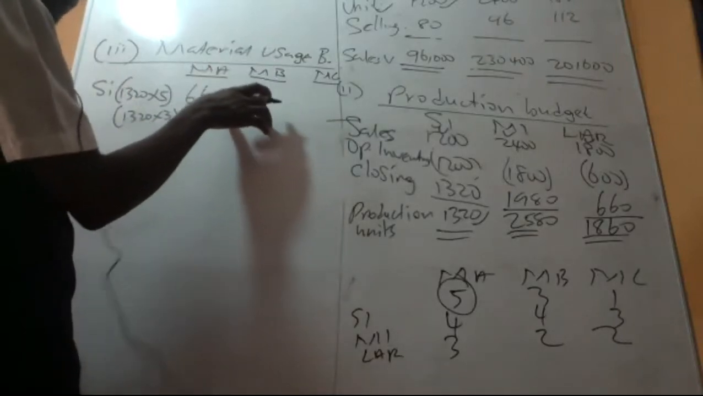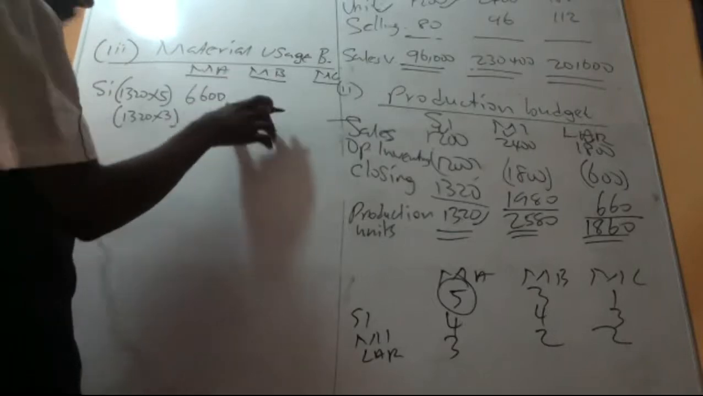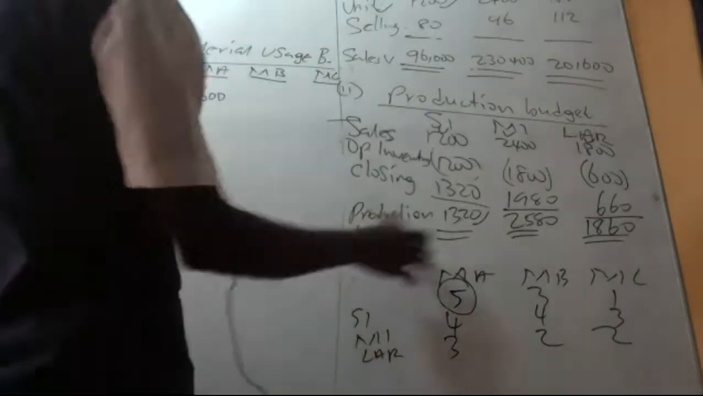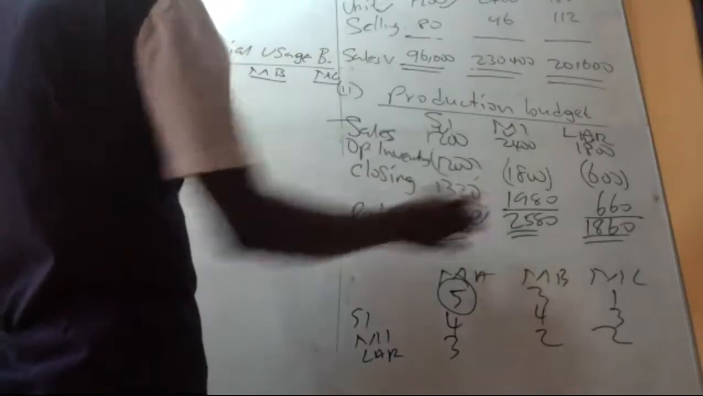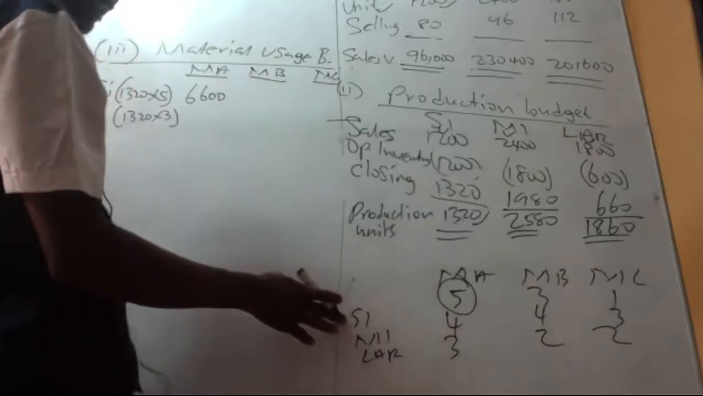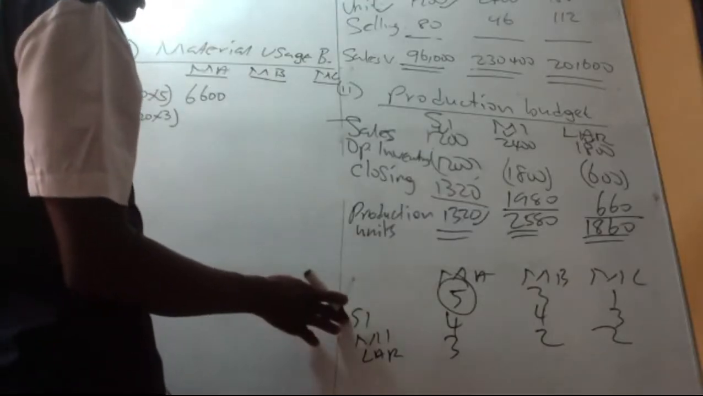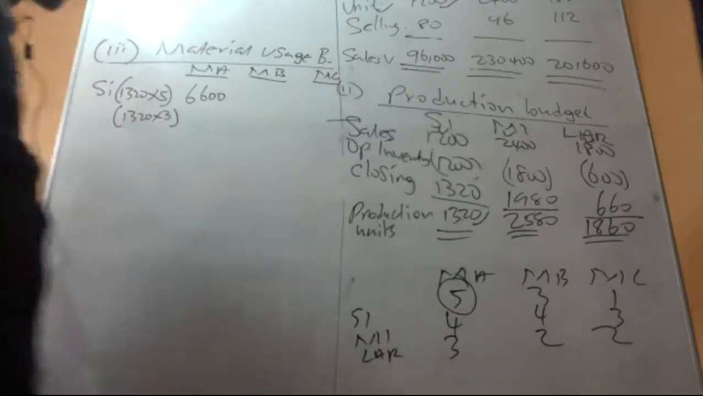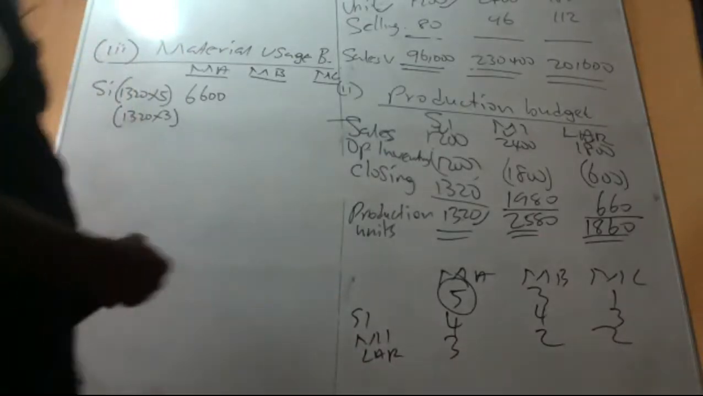But that one, I'll put it under what? Under material MB. Why? Because it's for MB. Please, we are not going to pick MI, no. I'm still with the SI. So take note for us. Okay, so that is it.